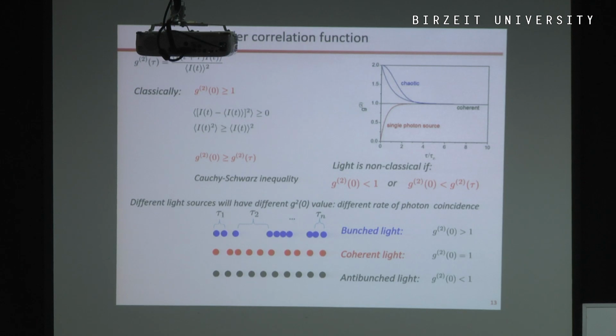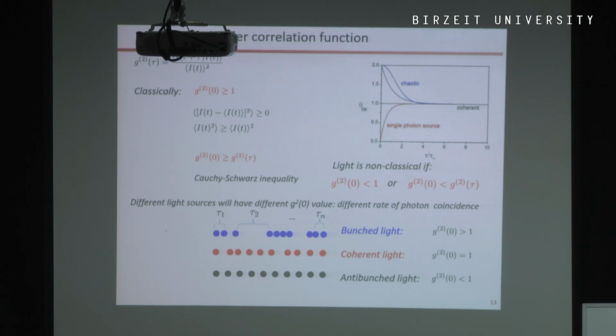And here I show you an example for bunched, coherent, and anti-bunched light, where for bunched light you see G2 at time 0 is bigger than 1. It's a representation of our thermal light. And what it means is that photons tend to cluster. They tend to come in a packet, which means that whenever I detect a photon at time 0, the next one is very likely to come very close to it.